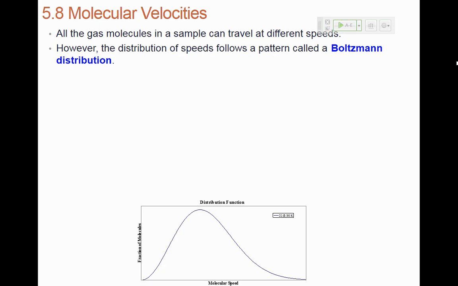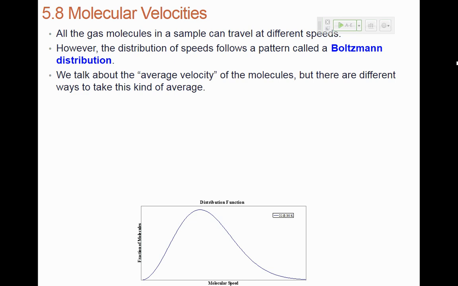So let's look at velocities. All the gas molecules in a sample can travel at different speeds. That's what we're really looking at with velocities. However, the distribution of speeds follows a pattern called a Boltzmann distribution. At any given time, one helium might be moving a little bit faster than another helium. So instead, we look at a distribution of the fraction of molecules versus molecular speed. Where that top is, that's the speed most of our molecules are going. Some might be slower and some might be faster, but most of them are going at the top of that distribution.